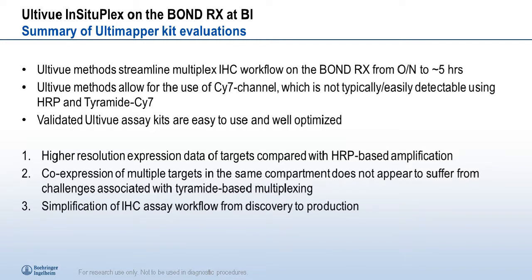So just to summarize, the InSituPlex assay streamlines our IHC workflow on the BondRx from an overnight assay, all day and an overnight, to something around 5 hours. The method also allows us, I didn't really focus on this, to use the size 7 channel or something further into the infrared. I call it the size 7 channel, but I'm not sure which fluor is actually being used here. This is not easily or typically detectable using HRP and a tyramide size 7.